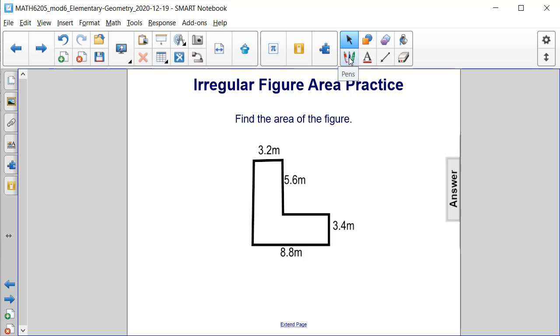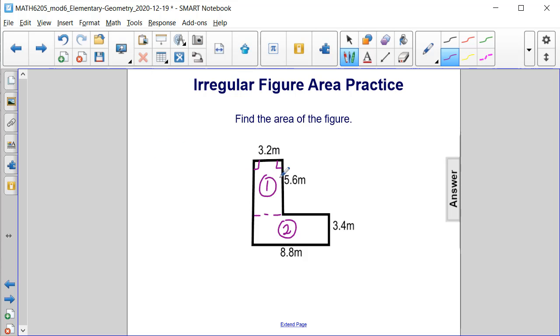So we have this diagram, and it's made up of two rectangles, and they can be interpreted in two different ways, and both methods will be shown in this video. The first method is to slice off this part, and we have two rectangles. Here's one rectangle and here's the second one.